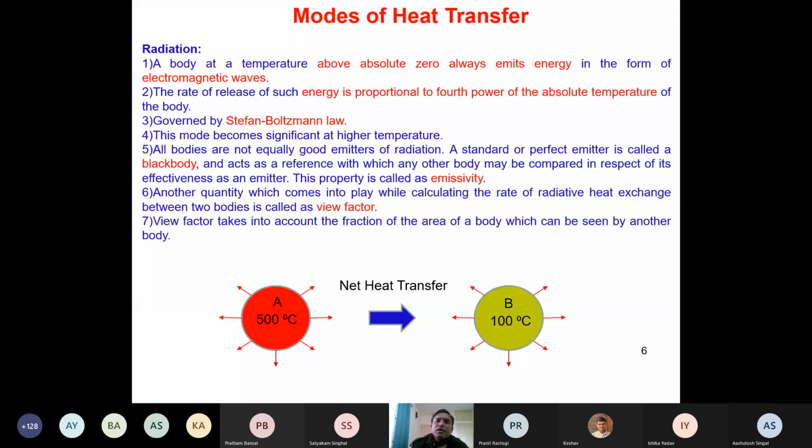Another important concept used in radiation is the view factor. The view factor is nothing but a factor that takes into account the fraction of the area of a body which can be seen by another body. This concept of view factor, emissivity, and the Stefan-Boltzmann law, all these details we will see later on when we look at radiation in detail. But this is just for continuity purposes. I have given some details of radiation heat transfer here.